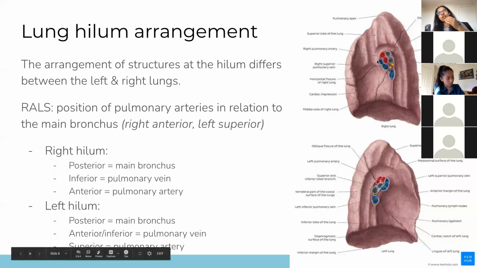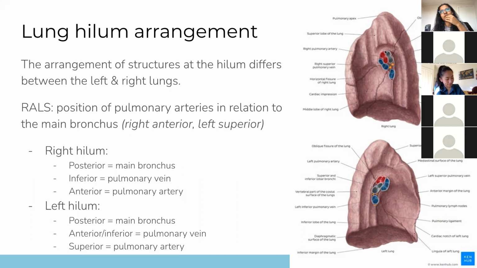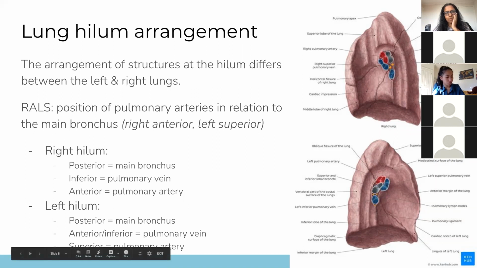If you can imagine on here, you've got your pulmonary arteries here, and then your main bronchus is over here. It's going to be anterior, so this is the anterior surface, and this is your right lung. Here it's superior, so you can see the red is superior to your main bronchus, it's on top, and this is going to be your left lung. It's just something that you have to remember. Faculty really like quizzing you on this, so just remember it.